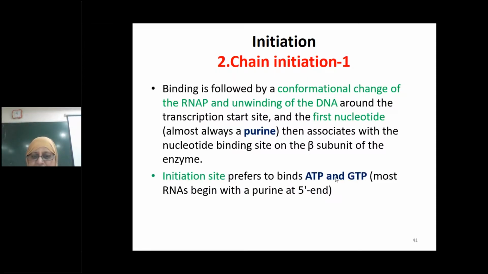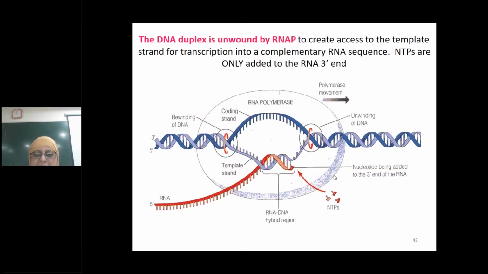So the initiation also prefers to bind ATP and GTP, and most of the RNA begins with a purine at the 5' end. So initiation always requires energy, either by hydrolysis of ATP or GTP. Here you can see how the unwinding of the DNA duplex is taking place. This is the RNA polymerase, this is the coding strand, this is the template strand. The first nucleotide will be added at the 5' end, and as the nucleotides are being added, they will be added at the 3' end.